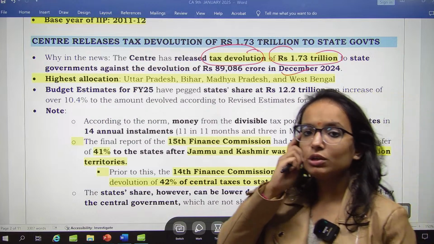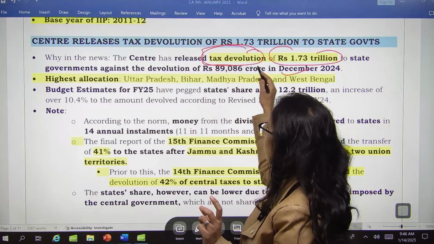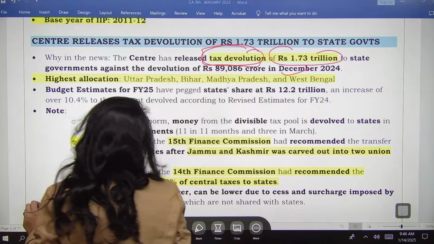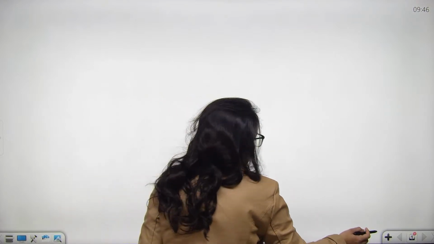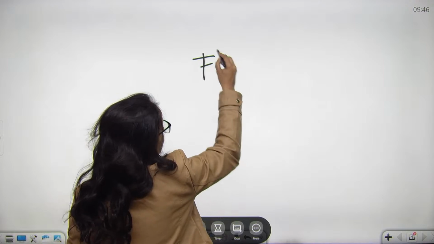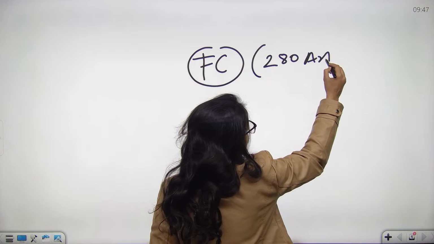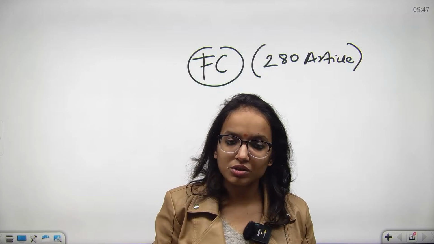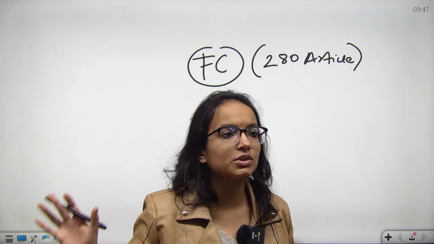Now what is tax devolution? See, understand this terminology. What is tax devolution? For this, I will be explaining you very quickly the static part of tax devolution or the Finance Commission. First thing is, who recommends this tax devolution, right? So you have Finance Commission for that. Finance Commission. Article 280 of Indian Constitution. Article 280 Indian Constitution calls for establishment of a Finance Commission every 5 years by the President of India.